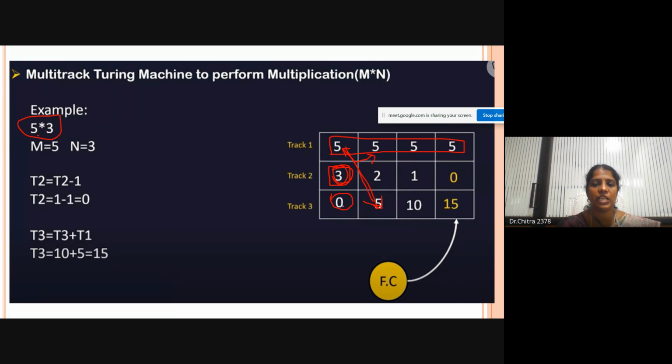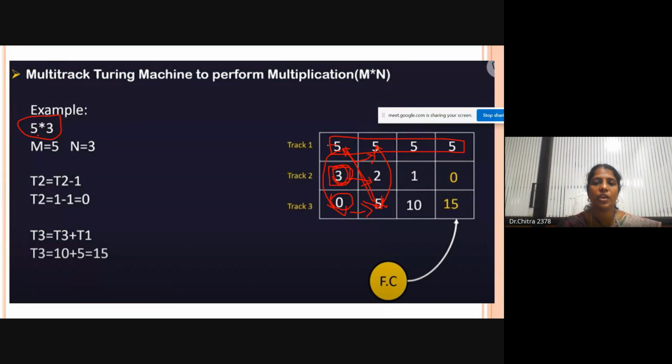Okay, so initially the value is 0. This 5 is added with the 0. These two values are added and that is placed here. One time it's added. If it is added one time, in track 2 you change the content, not the content in track 1. Now track 2, 3 is decreased to 2. Okay, now it's decreased. Again, you add these two contents.